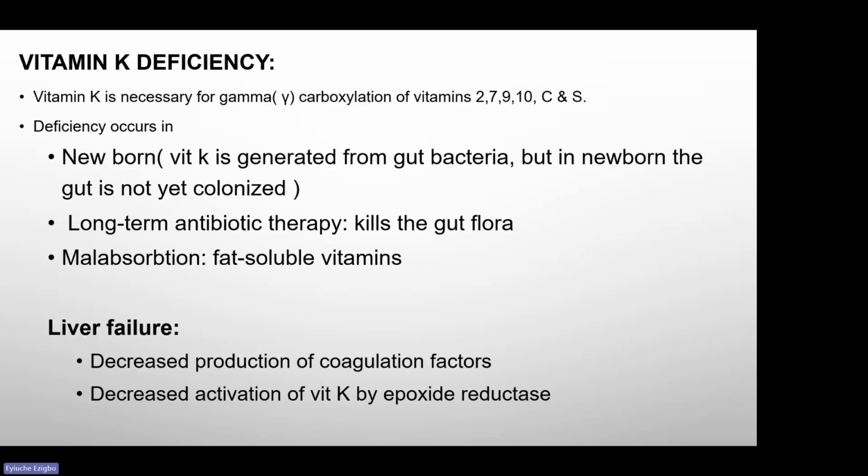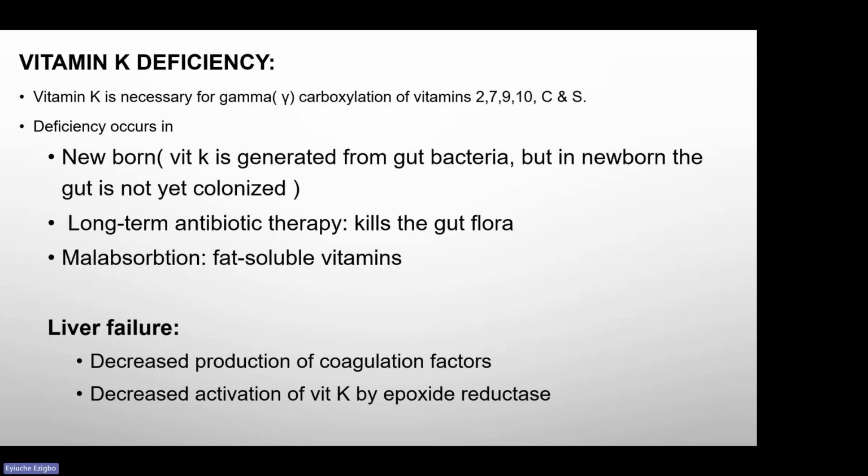So we also have vitamin K deficiency. Vitamin K is necessary for the gamma carboxylation of factors 2, 7, 9, 10, and protein C and S. Deficiency of vitamin K can occur in newborns because their intestine is still sterile, not yet colonized by bacteria. It can also result from long-term antibiotic therapy, which kills the normal flora of the GIT, or from malabsorption of fat-soluble vitamins.